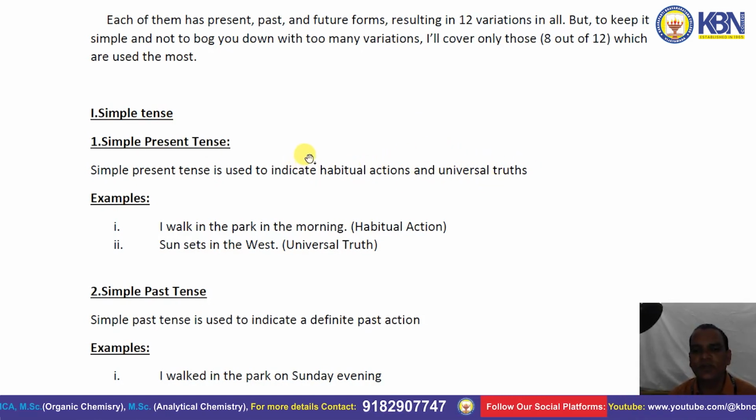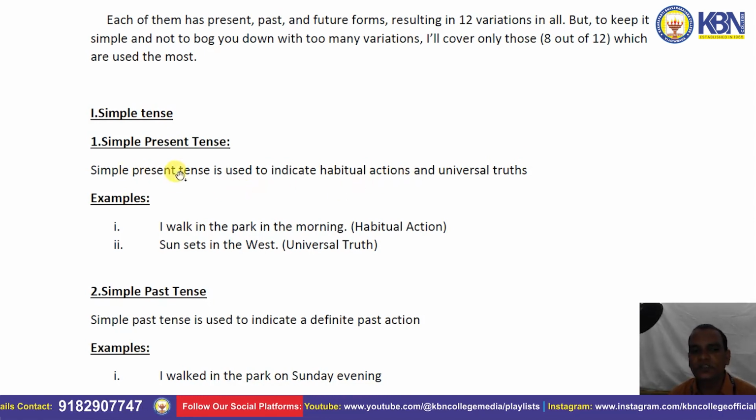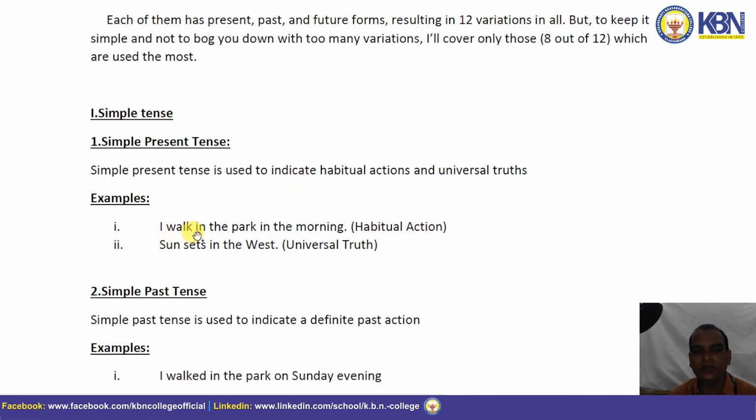When you want to communicate or reveal a thing that may be a universal truth or sometimes a habitual action, these are the sentences to be expressed only in simple present tense. Then let us see the definition of the simple present tense. Simple present tense is used to indicate habitual actions and universal truths. These are the uses of the simple present tense. Here some examples are given.